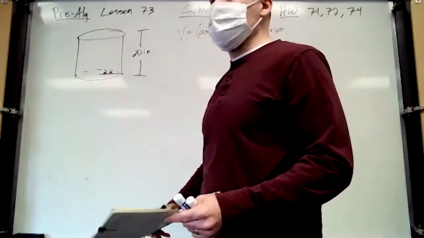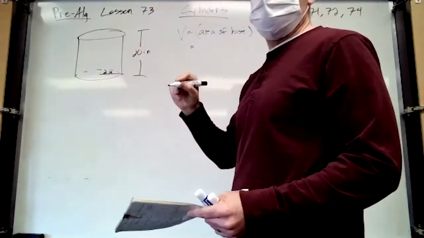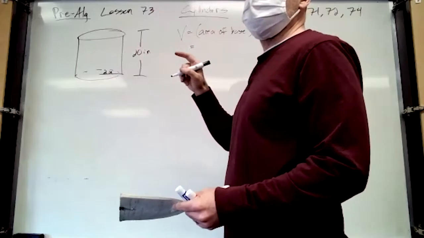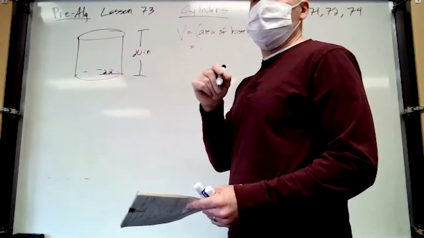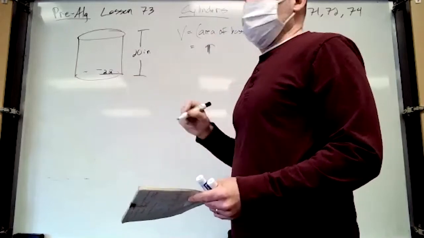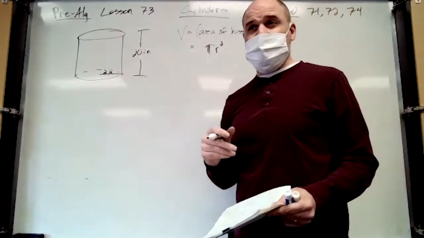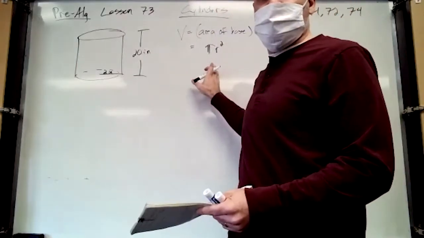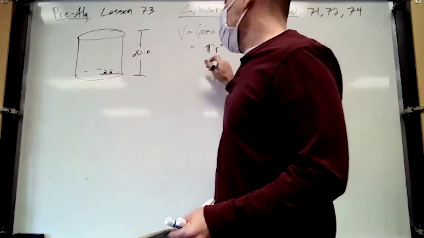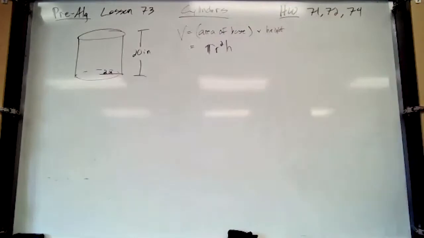How do you find the area of a circle? Pi r squared, 3.14 for pi. Don't forget to square the radius first. Now, if you're finding the circumference, you double the radius, so the diameter times pi. But for the area, pi r squared. So this is real easy. Pi r squared h is how you find the volume of any cylinder.